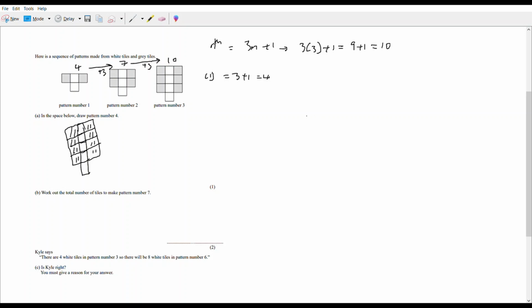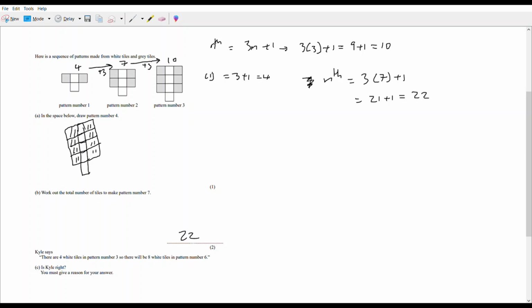Okay. So then they've asked you for pattern number 7. So the nth term, when n is 7, is going to be 3 times 7 plus 1. And that's going to give us what? That's going to give us 21 plus 1, which is equal to 22. Okay, 22 is here, and we've got that one there.